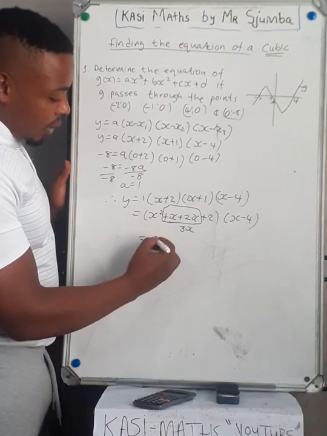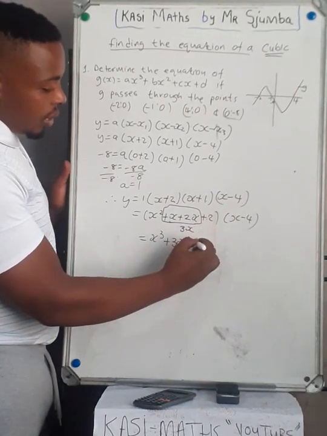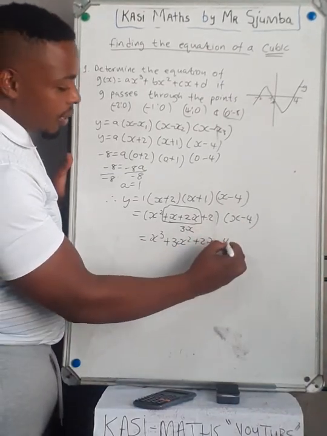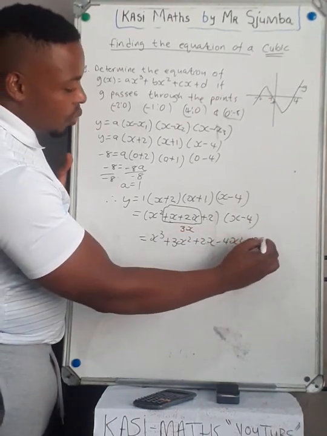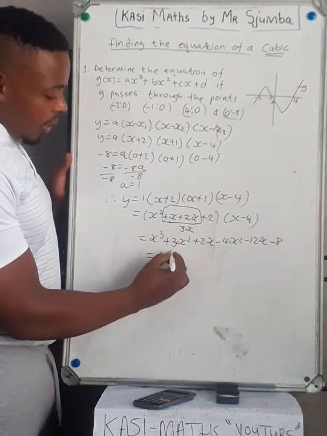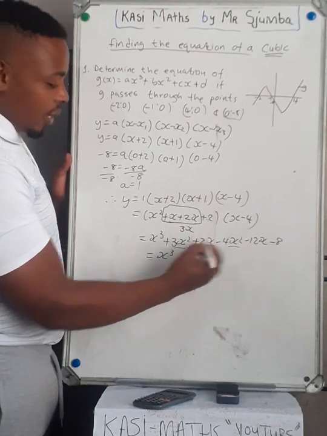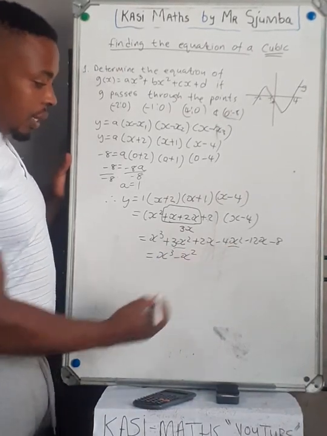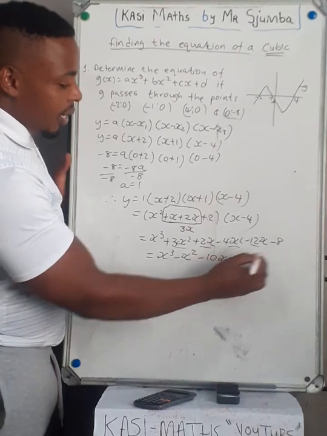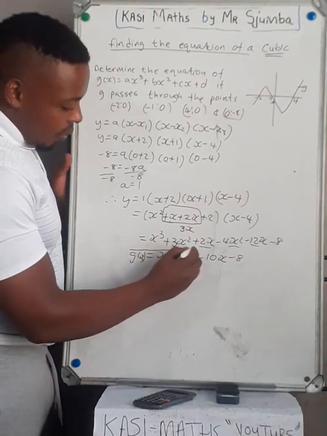So x times x squared is x cubed. x times 3x is plus 3x squared. x times 2 is plus 2x. Then for the -4: -4 times x squared is -4x squared. -4 times 3x is -12x. -4 times 2 is -8. Then we simplify. Collect like terms: 3x squared minus 4x squared gives -x squared. Then 2x minus 12x gives -10x. There is nothing like the -8, so we just bring it down. So therefore this is our g of x.